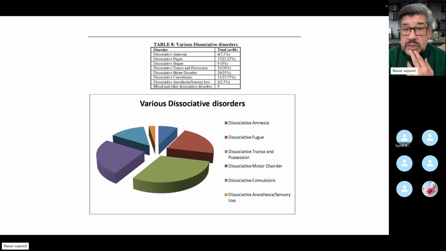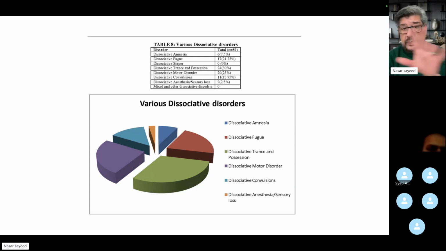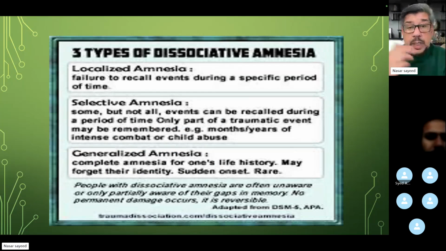Trance and possession syndrome, in this study, they quoted 30%, and I believe that probably it is more than that as well. Then motor disorder, convulsions, anesthesia, and other mixed dissociative disorders. So this is the breakdown from one of the studies out of many.